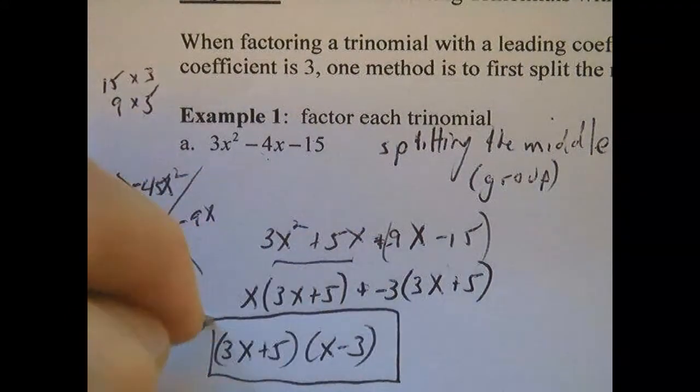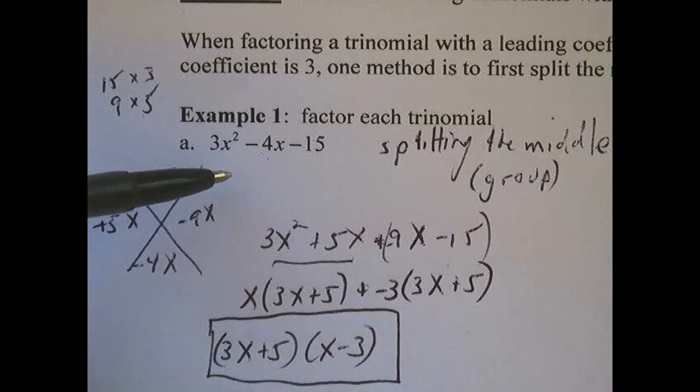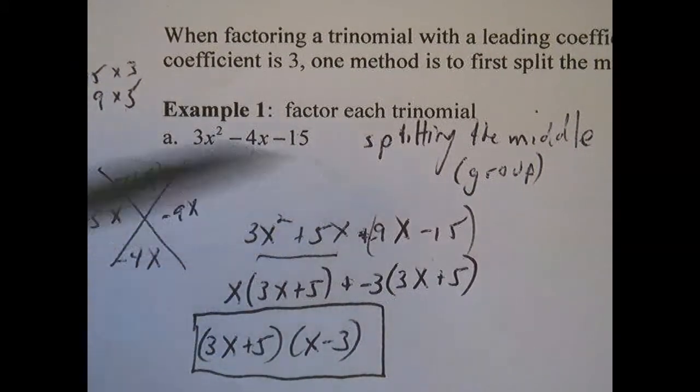And we have taken something that is the sum and difference, in this case the difference, of three terms, and created a product of two factors. That's called factoring, and that's splitting the middle or factor by grouping.